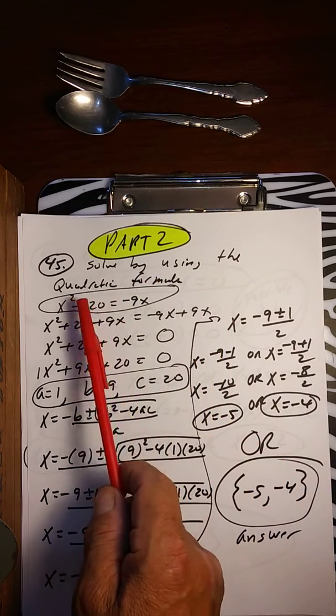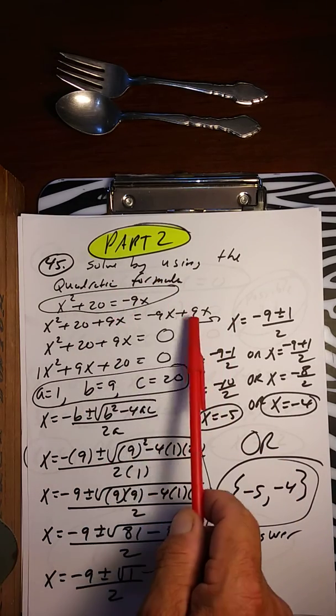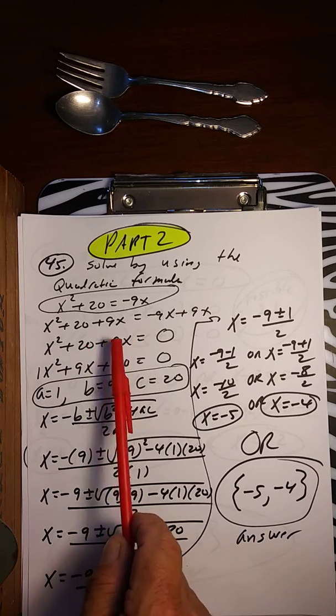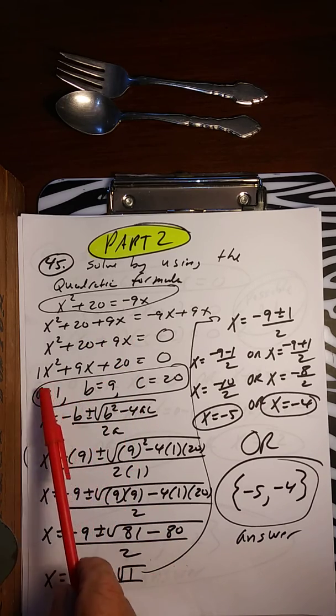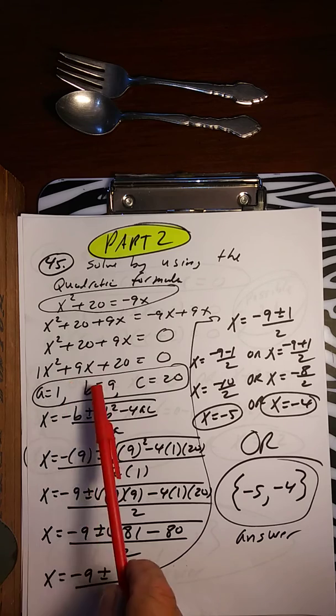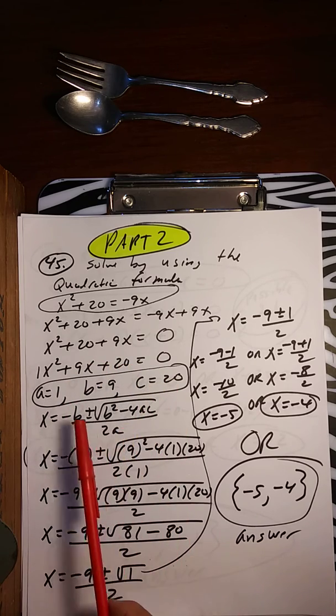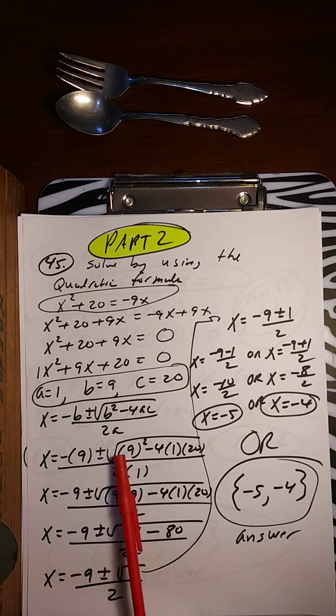Solve by using the quadratic formula. So again, add 9x, we write this one. Put the 9x here, the 20 there. So now a, b, and c. a is 1, b is 9, c is 20. Put them in the formula for a, b, and c.